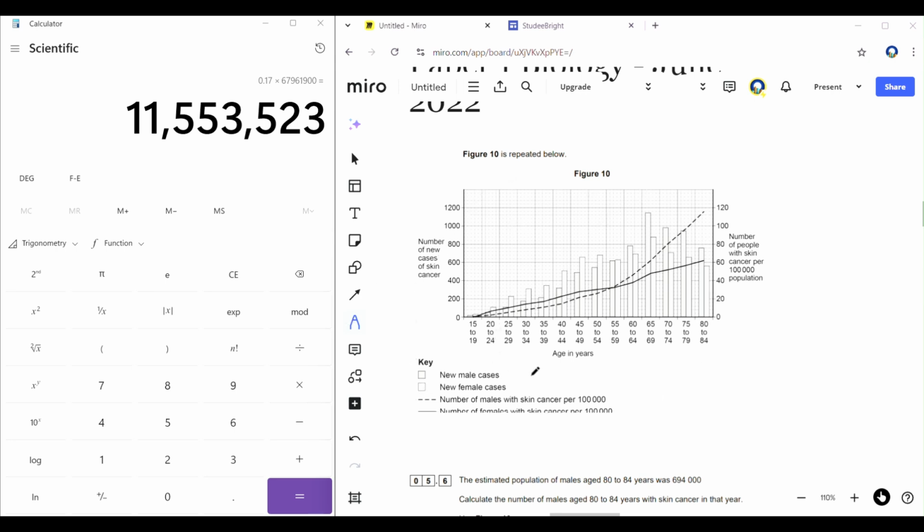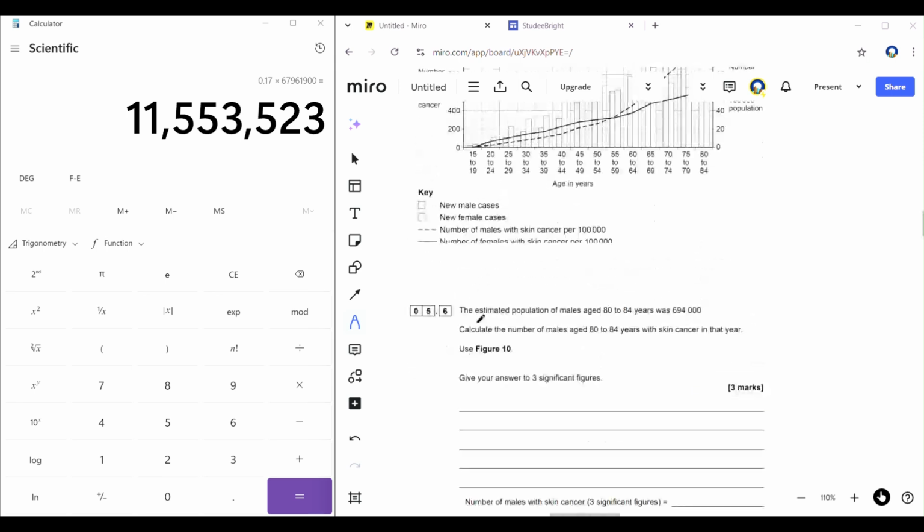This tells you what information is being shown on the graph. So new male cases would be on here, for example, the shaded bars. New female cases would be the unshaded bars, and then you've got the number of males with skin cancer per 100,000 people. So that is like kind of like an estimate, a ratio that they are giving you there. And you can see that at the different points, okay, from the different age groups. And the same with number of females with skin cancer per 100,000.